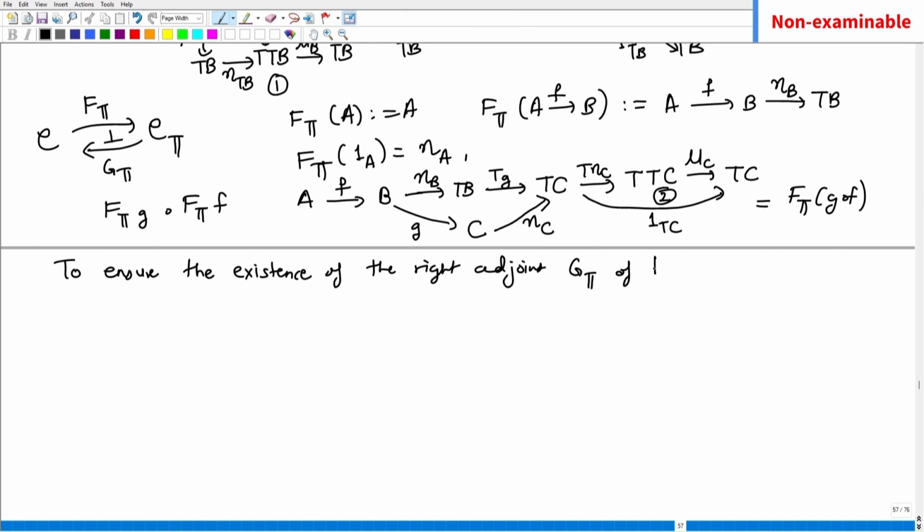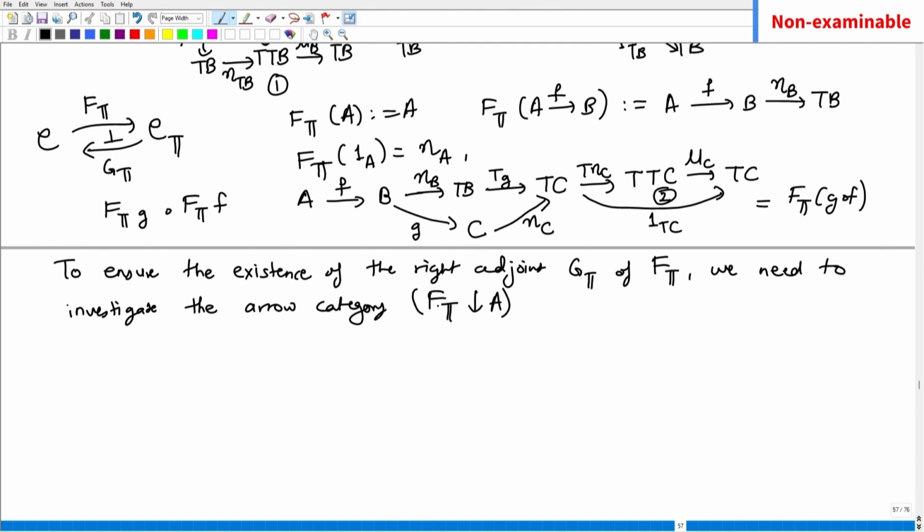GT of FT, we need to understand, we need to investigate the arrow category FT arrow A for any A in object of CT or C.